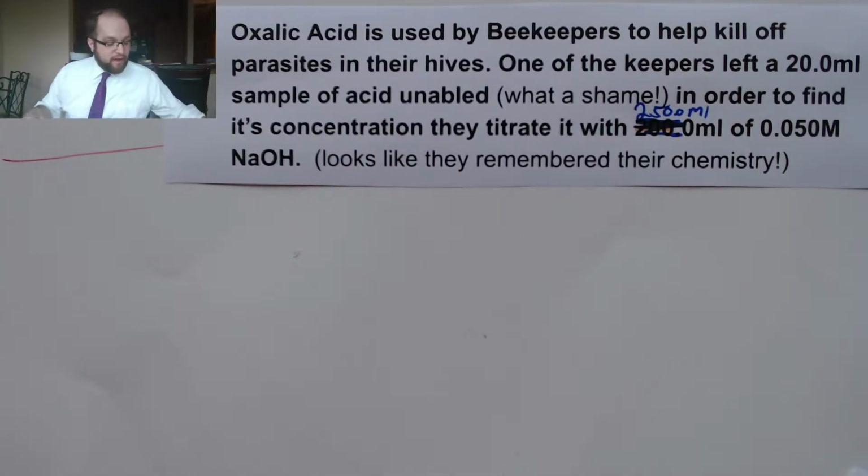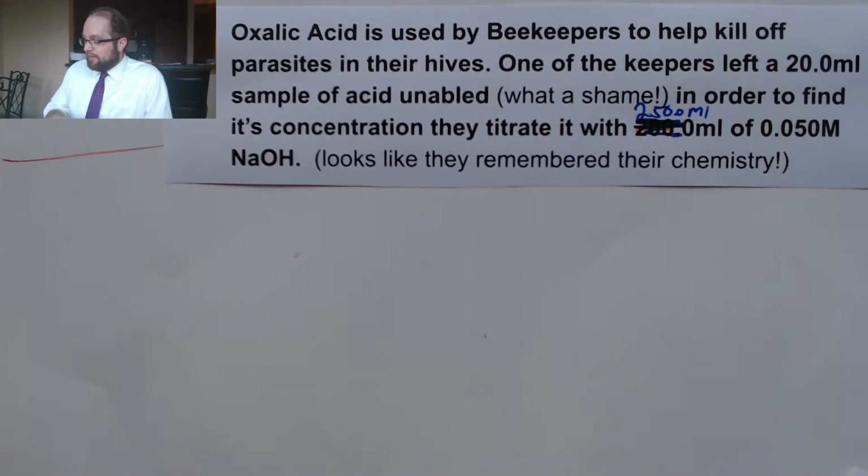So let's take a look at an example where I've got a sample of oxalic acid. Oxalic acid is used in beehives to help kill off the parasites that are present in those hives. One of the beekeepers sadly left a sample unlabeled. Now they want to make sure they know its concentration, because if it's too strong, it might kill the entire hive and all the bees, and if it's too weak, it won't kill off the parasites and the bees will still die.